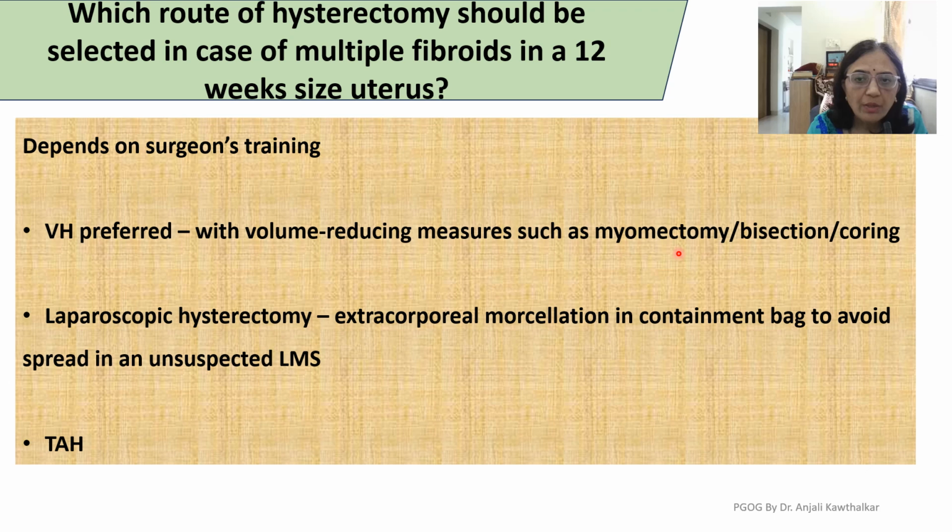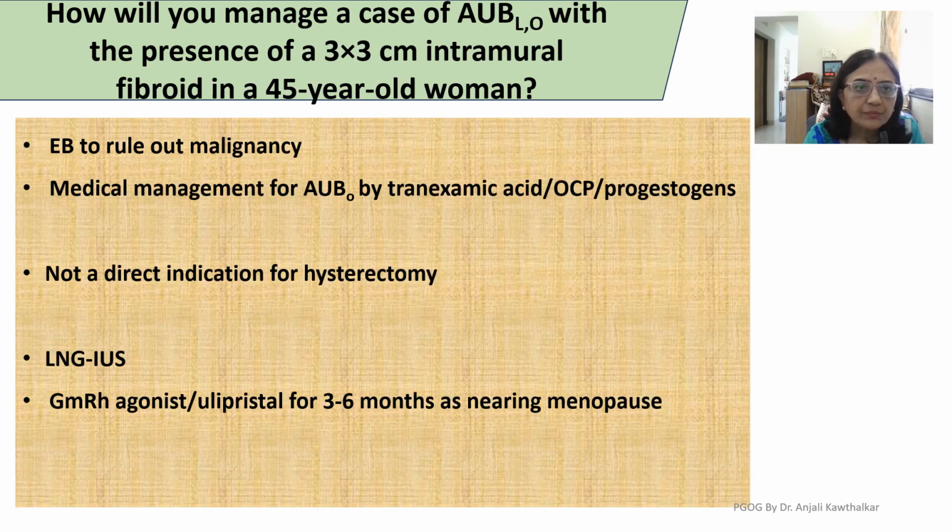First is AUB, that is PALM-COEIN classification system. Second is to understand GnRH, management of endometriosis. And third is vaginal hysterectomy. Laparoscopic hysterectomy, where extracorporeal morcellation is done, we have already seen in the previous slide, in the containment bag to avoid the spread of an unsuspected leiomyosarcoma. And we can do the open total abdominal hysterectomy.